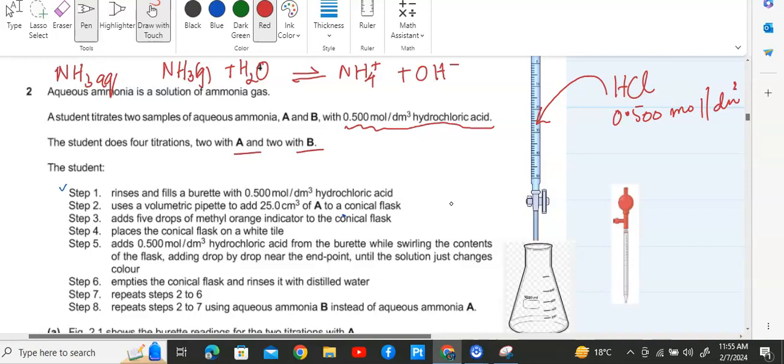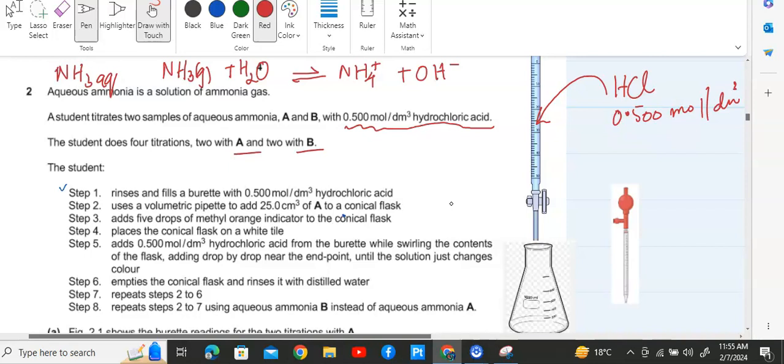In the first step, they're talking about rinsing of the burette and then adding HCl. So rinsing of the burette is with HCl. You pass HCl through the burette, and then you fill your burette with HCl. You know why? Because if you wash it with water first and then add HCl, it will change its concentration, and definitely it will affect the reading on the burette for the titration of A and B.